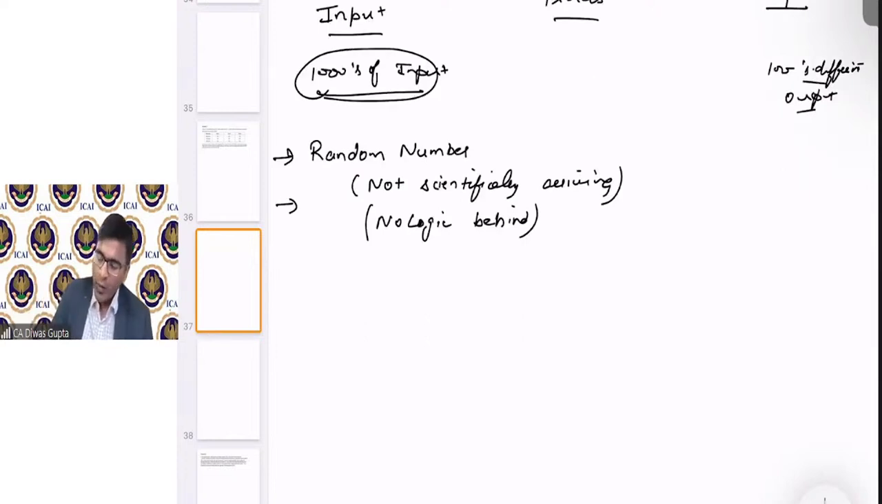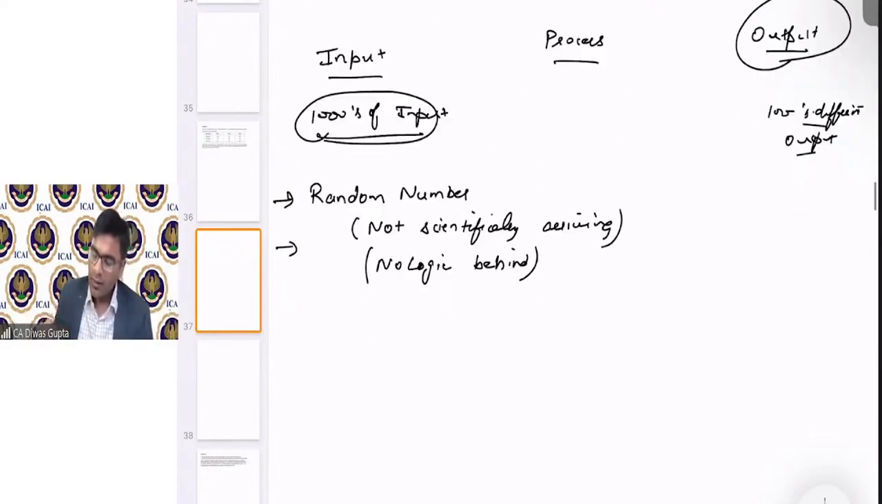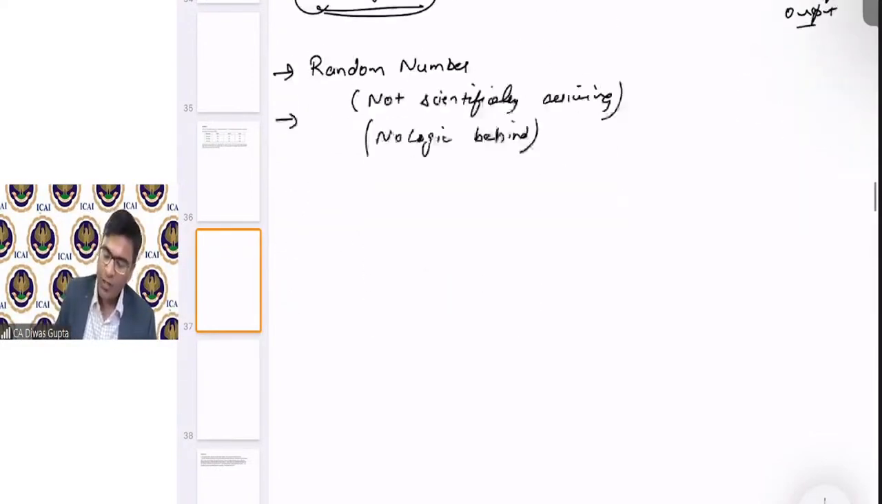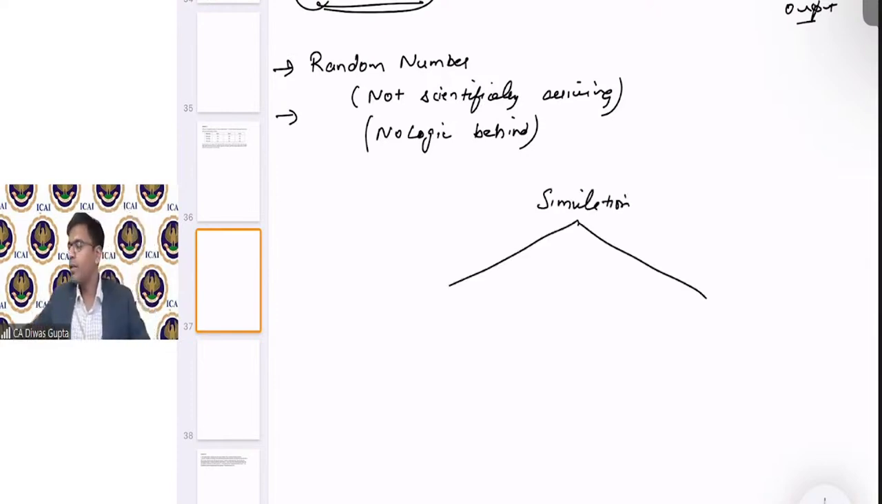Now, why are we using a random number? Because we don't want to base our output on any specific input. We want to keep this process of simulation very much open. Okay, students. One more thing that we have to keep in mind: as far as simulation is concerned, there are two terms that we have to understand.